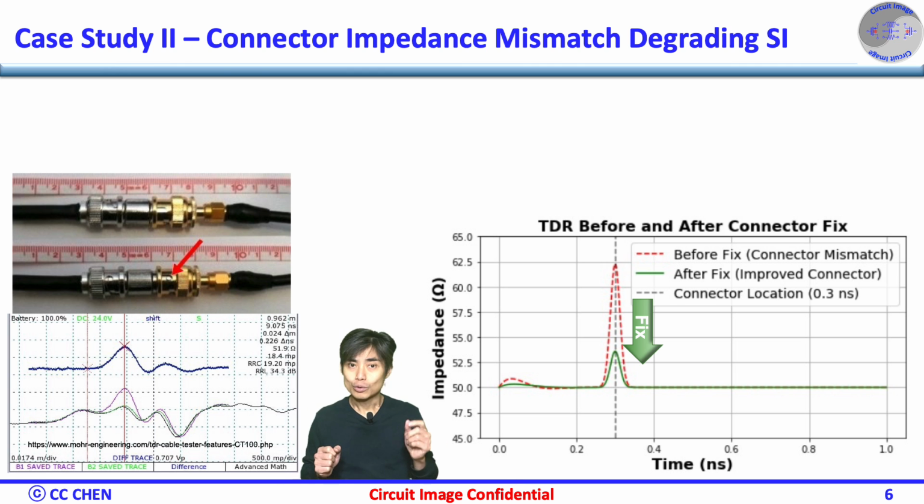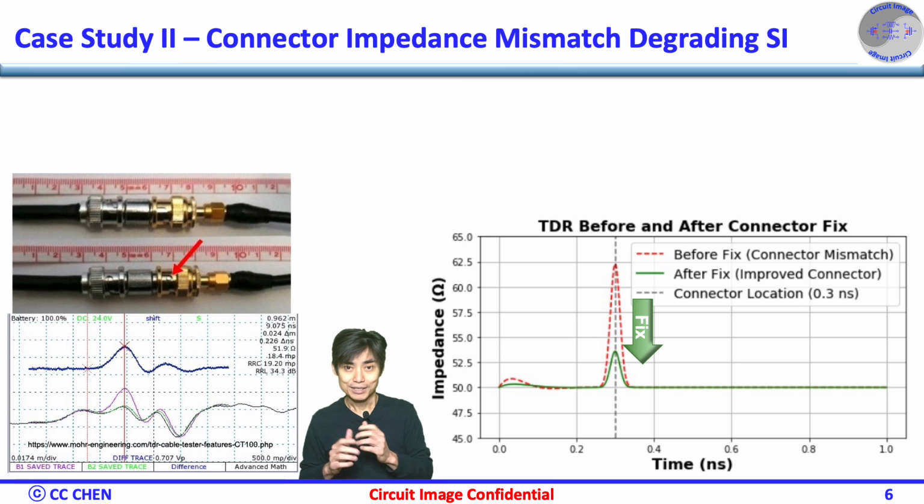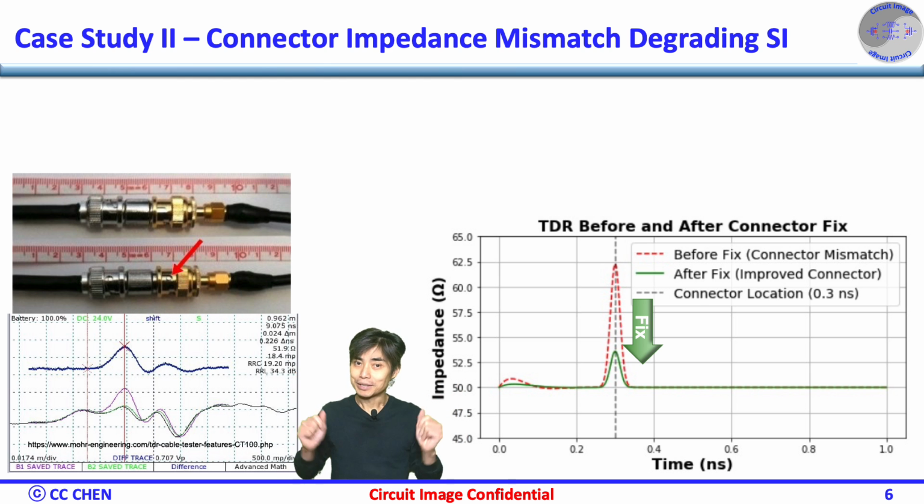By switching to a connector with a better impedance match, or carefully tuning the launch geometry, we can reduce the discontinuity. The TDR trace, once showing a clear reflection spike at the connector, now appears much smoother. The result? A much cleaner SerDes eye diagram and improved bit error rate.